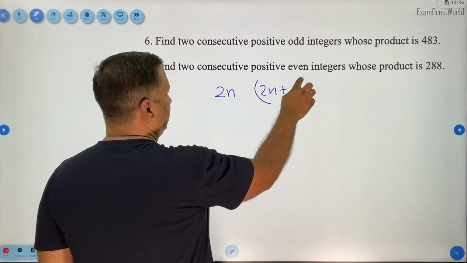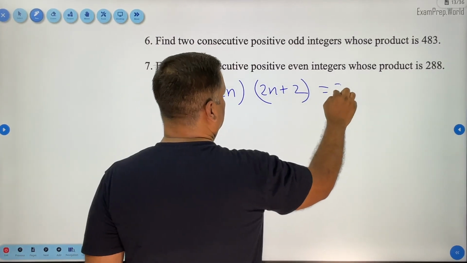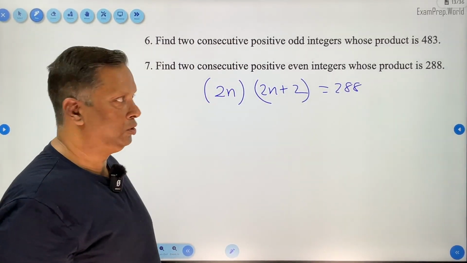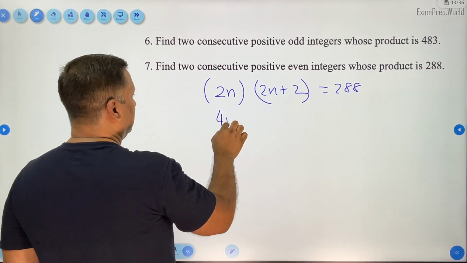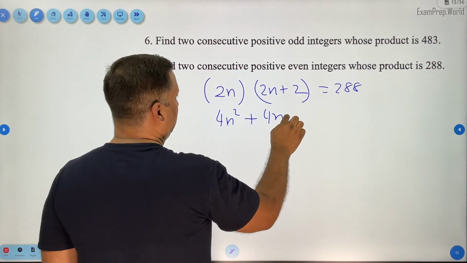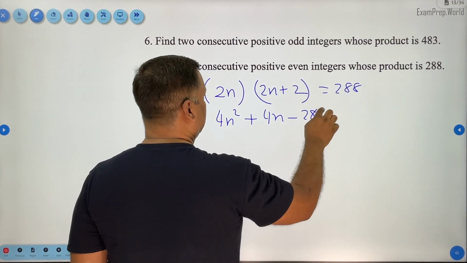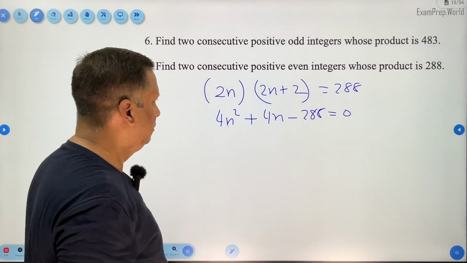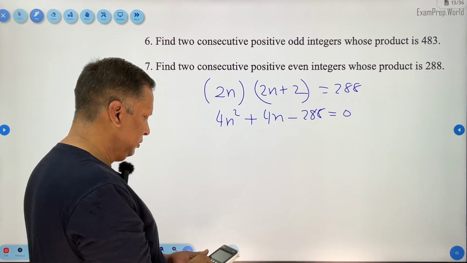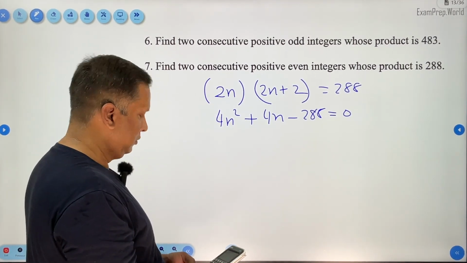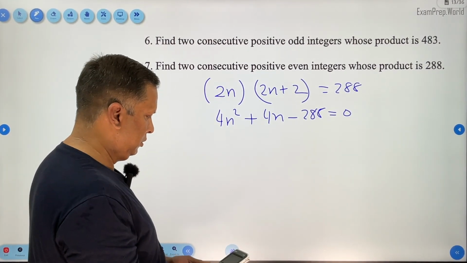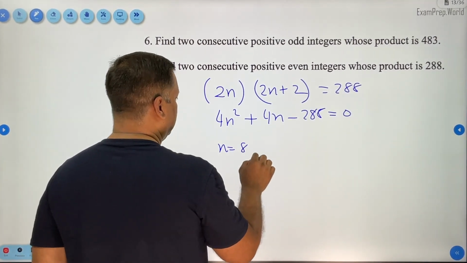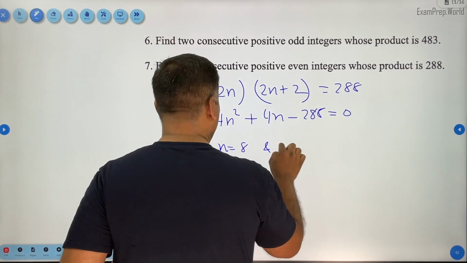Now they say the product is 288. Okay, the product is 288. So what do we do? Multiply them. 4n square plus 4n. We get this 288 here, 4n square plus 4n minus 288 equals 0. Okay. Solve it. So your n will be 8, and I am getting 8, and I am getting minus 9.